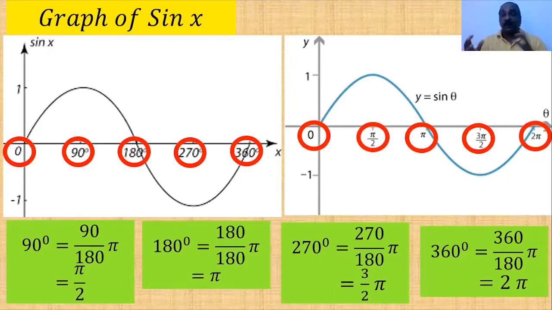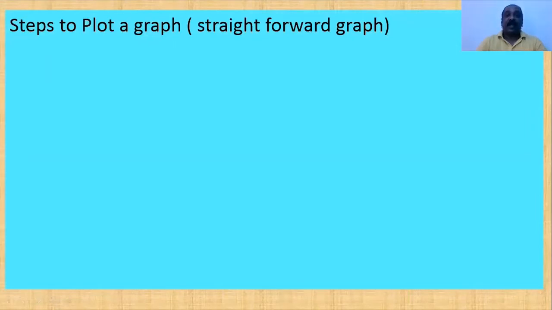So it depends on the question, whether they want you to plot the graph in degrees or in terms of pi. Both can, the graph is the same. The method is the same, only the angles will be slightly different. But in my explanation, I will always use degrees. If they ask for pi, just convert to pi. Alright, that's all.